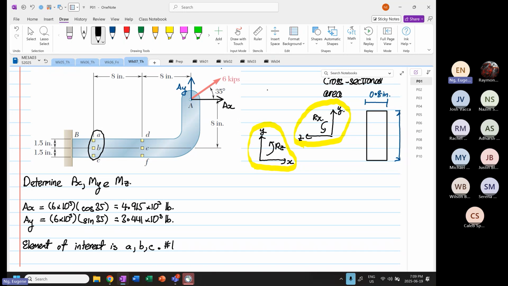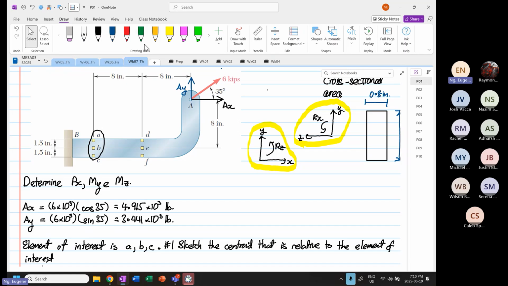So the first thing we are going to do, number one, this means procedure number one, is sketch the centroid that is relative to the elements of interest. So for this case, A, B, and C. If we're going to sketch the centroid, it's just a sketch for now. This is how the sketch will look. You see the green line? This is our centroid.